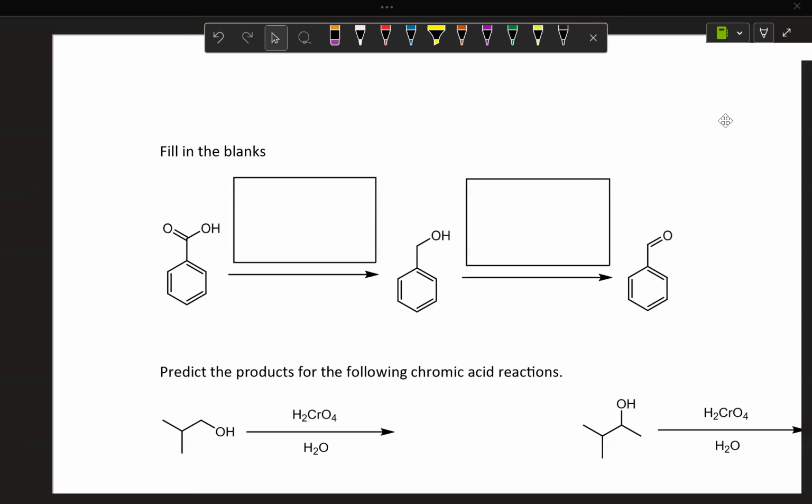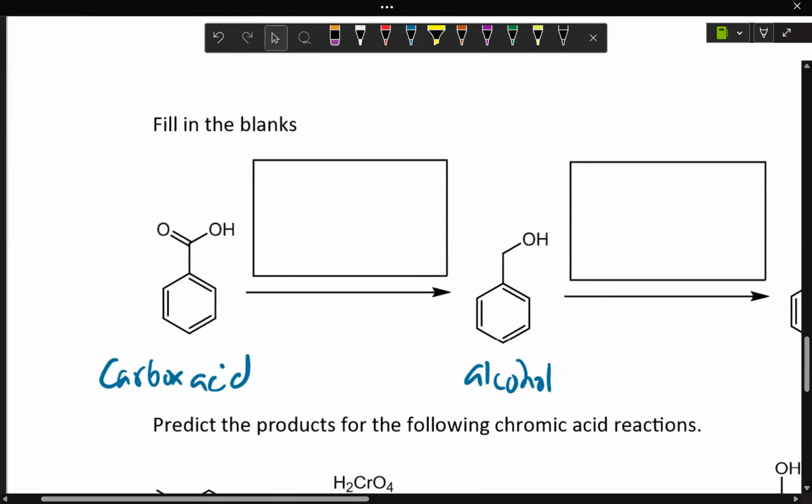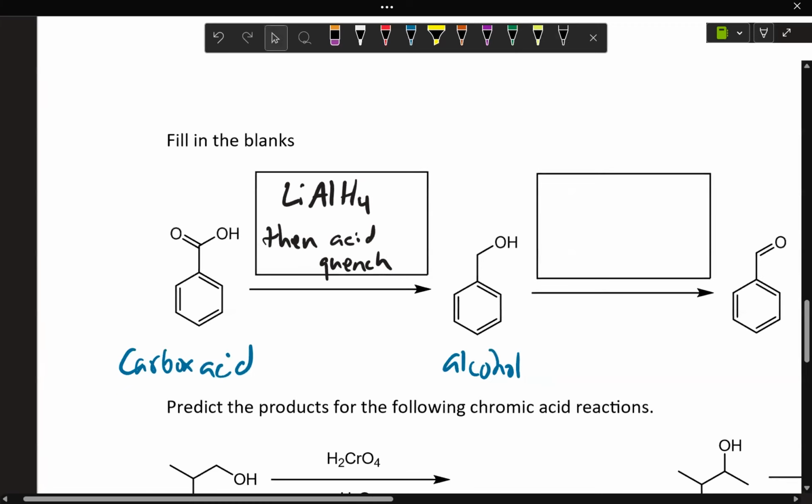All right, now we have fill in the blanks. So we're going from a carboxylic acid to an alcohol, so it's a reduction. I believe we did a reduction on the previous page. Yeah, lithium aluminum hydride. So that's how you're going to go from carboxylic acid to an alcohol, using lithium aluminum hydride, LiAlH4. Then an acid quench. That's how you do that.